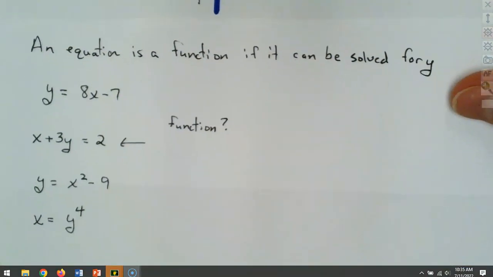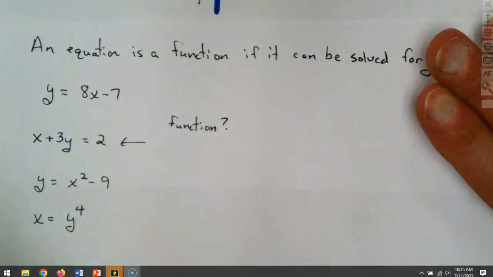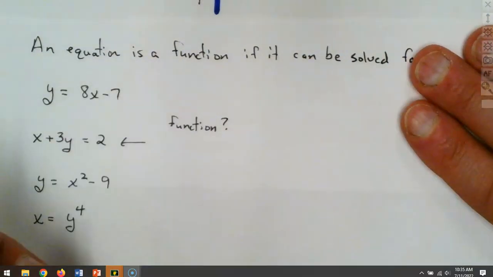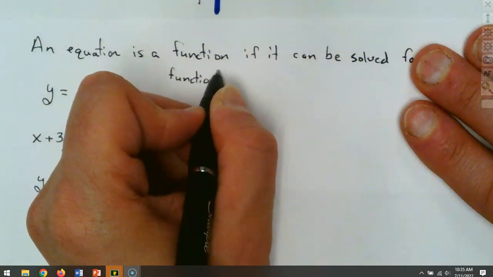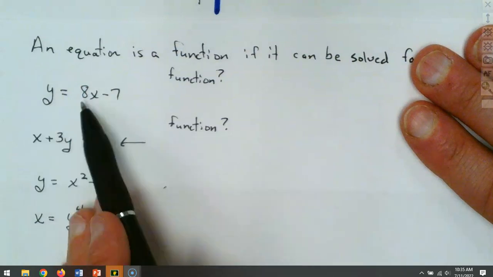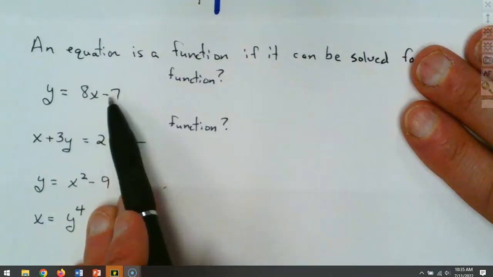And we don't even have to really solve these. All we have to do is look at them. So we're going to see if these are functions or not. So let's look at our first one. Y equals 8x minus 7.